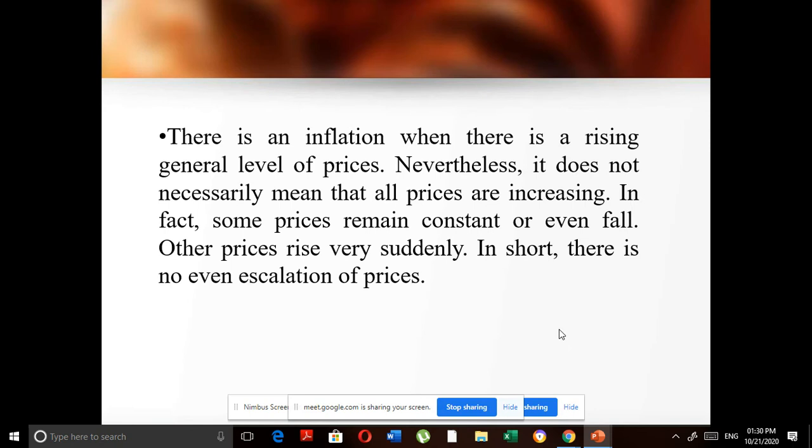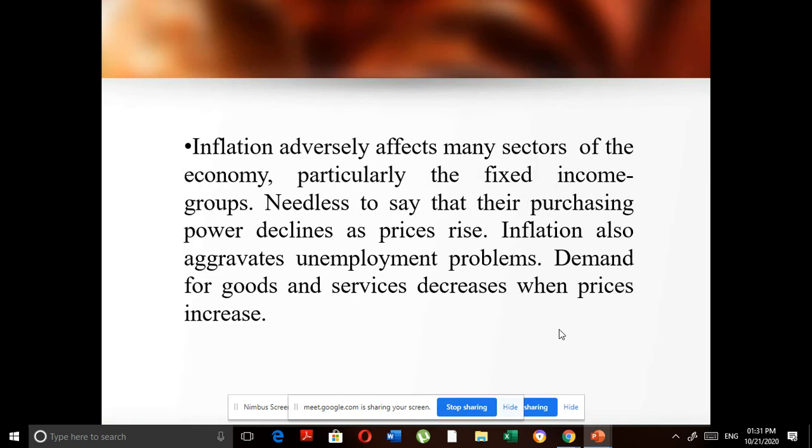There is another, vice versa term, deflation. Deflation means decreasing in prices. If inflation is increasing in general level of prices, deflation is decreasing in prices. You understand this? Okay.